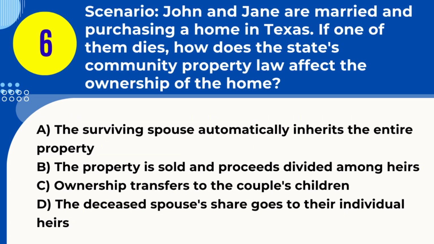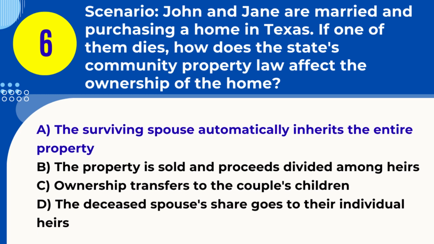Question 6. Scenario: John and Jane are married and purchasing a home in Texas. If one of them dies, how does the state's community property law affect the ownership of the home? A. The surviving spouse automatically inherits the entire property. B. The property is sold and proceeds divided among heirs. C. Ownership transfers to the couple's children. D. The deceased spouse's share goes to their individual heirs.